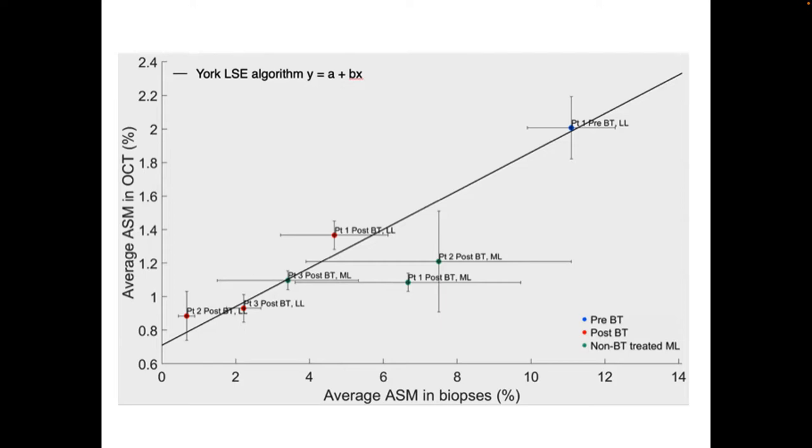The values for the middle lobe are actually lower. We measure a lower birefringence versus what's in the biopsies. So we think that there is just a lower amount of smooth muscle in the middle lobe, and that the carina measurements are skewing the amount that we measure in the biopsy instead of measuring the lumen wall. And then these are the three points post-treatment, and we found a very nice correlation.